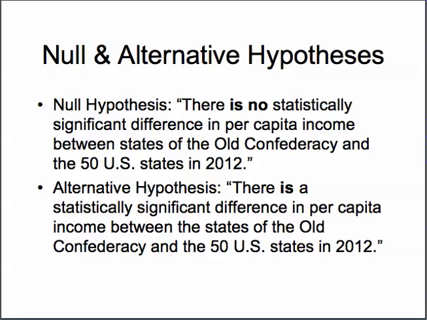The alternative hypothesis is simply the opposite of the null hypothesis, meaning in a crude sense that something happened. Specifically, for this problem, the alternative hypothesis is as follows. There is a statistically significant difference in per capita income between the states of the old Confederacy and the 50 U.S. states in 2012.